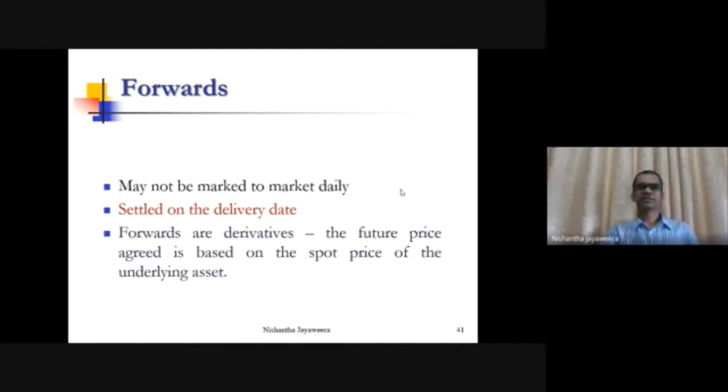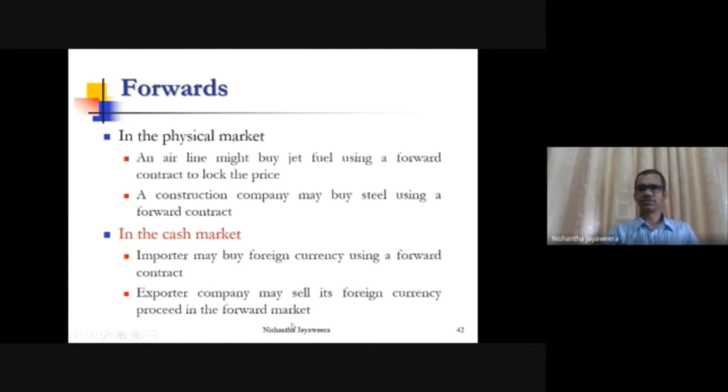The forward transaction is settled on the delivery date. Both parties have to wait until the delivery date and settle the transaction. On a futures transaction, it's not like that. Anytime you can enter into the opposite trade and close out your position. Forwards and futures are both derivatives, so the price is based on the underlying assets.